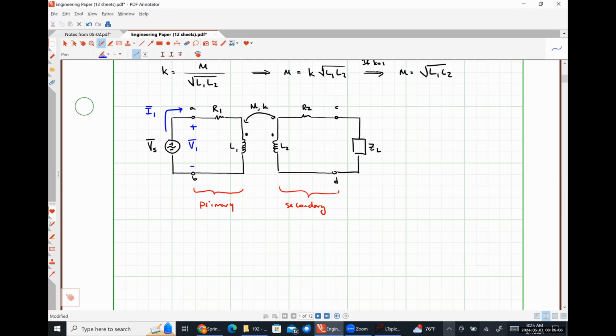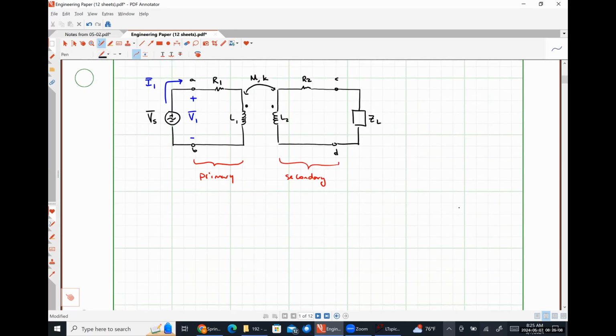We can define an input impedance, Zn, as simply the ratio of V1 to I1, right? So whatever that voltage is divided by whatever that current is gives us the impedance that is, in this case, seen by our voltage source. So I want us to play around with that a little bit, okay?